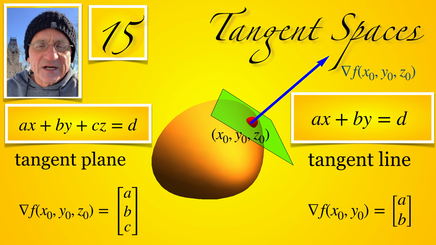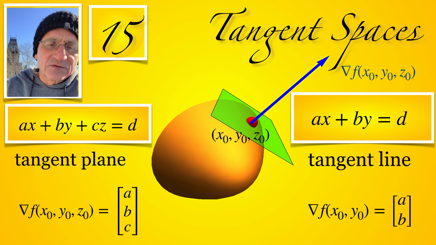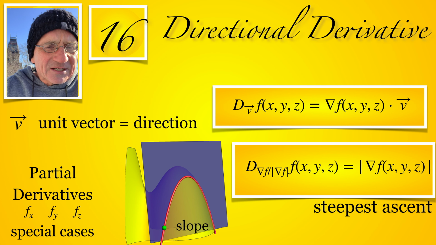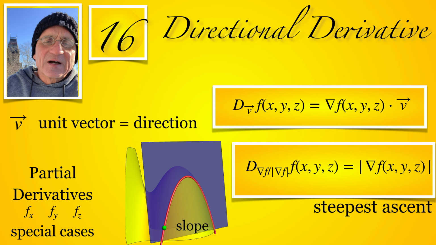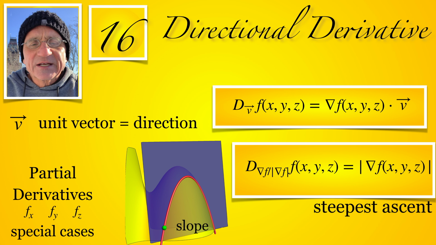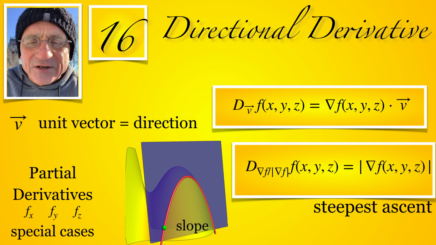For functions of three variables, we get the tangent plane. For functions of two variables, we get the tangent line. The directional derivative in a direction v is defined as the dot product of the gradient with v. If we go in the direction of the gradient, we increase the function value.